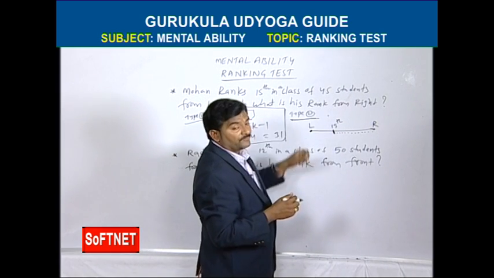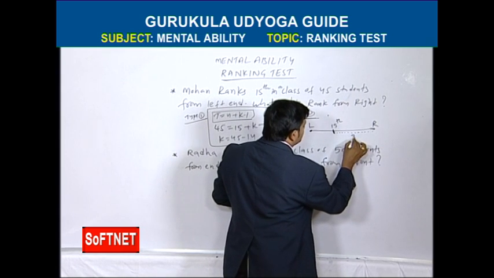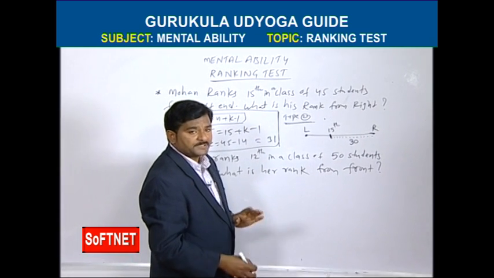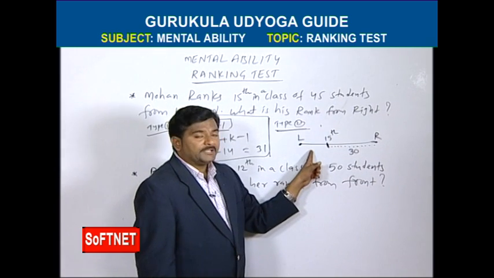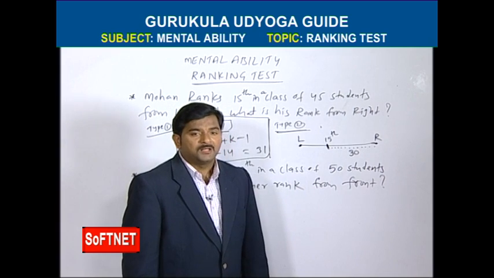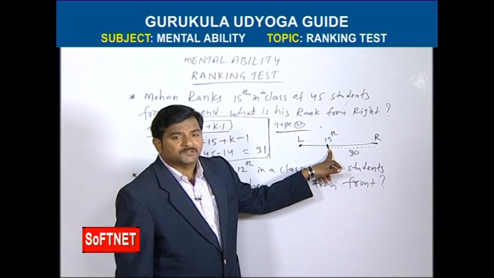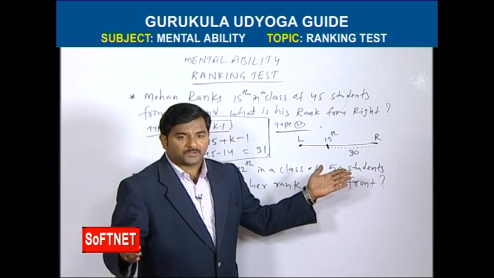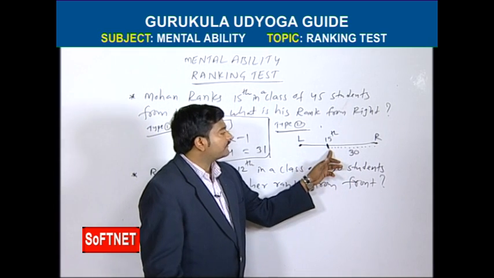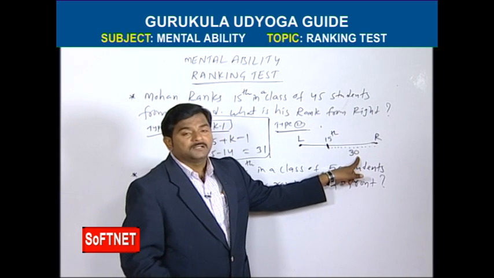Total how many are there? 45 are there. So I know the 15th position. So next, how many will you get here? 30 ranks you will get. I hope you understood. The concept is very clear. See once again. We know Mohan's position from left hand. Mohan occupies which position? 15th position. So indirectly, a row has a total strength of 45. Out of 45, up to 15 ranks he is given. After this 15, how many more ranks will you get? 30 ranks you will get.